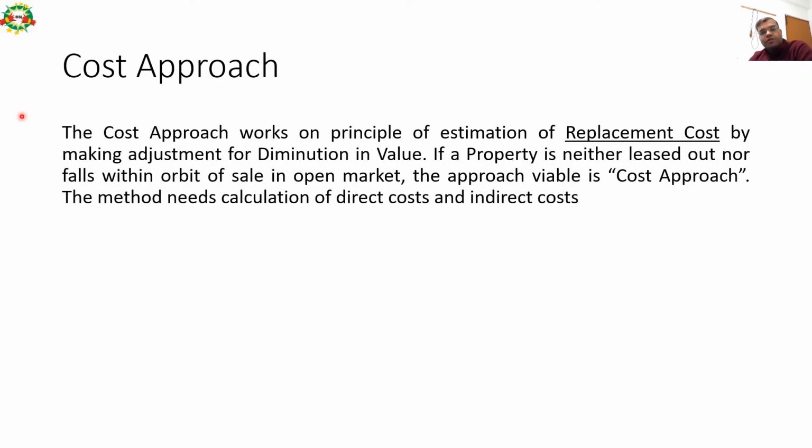Next approach is the cost approach. The cost approach works on the principle of estimation of replacement cost. We have already seen the cost approach of valuation in our playlist. It works on the principle of RCN, replacement cost new, or replacement cost, by making adjustment for diminution value. So in this case, while valuing contaminated properties, we will also consider diminution value. If the property is neither leased out nor falls within the orbit of sale in the open market, the approach is viable. The viable approach is the cost approach. The method needs calculation of direct cost and indirect cost. Let us see what the different steps are.